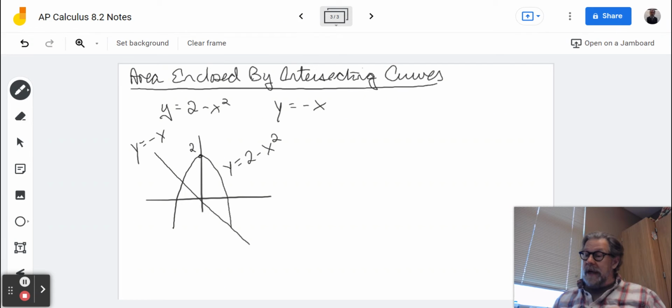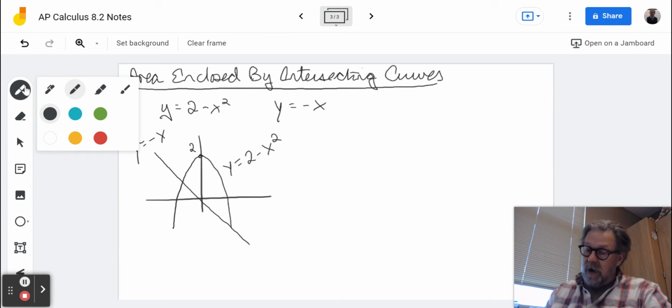All right, let's look at another situation where instead of being given boundaries, we're just given two curves. So here's what we need to know. Looking at my two curves, y equals 2 minus x squared, I know all about that one. It's a parabola that starts at 2, opens downward. I know about y equals negative x.